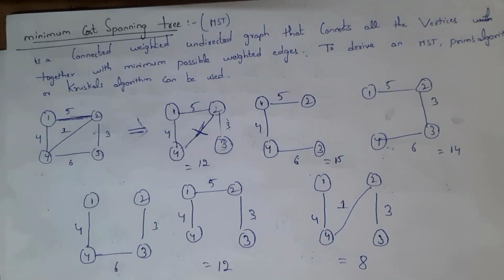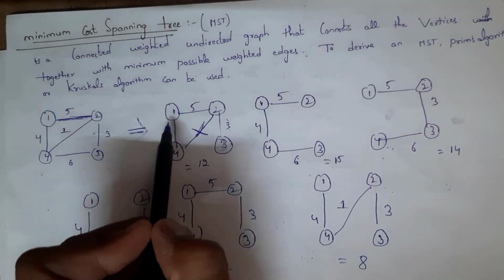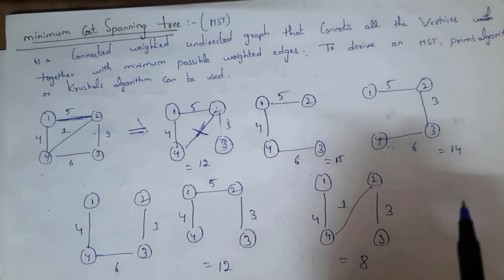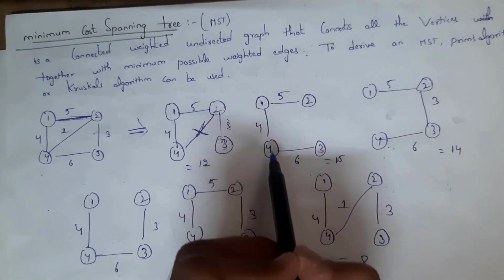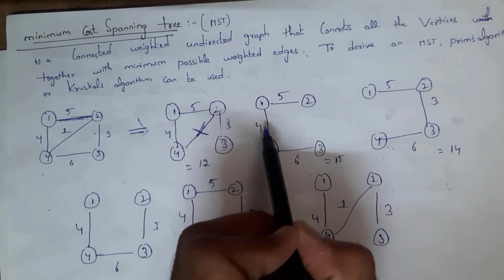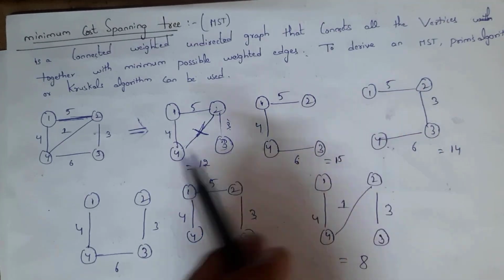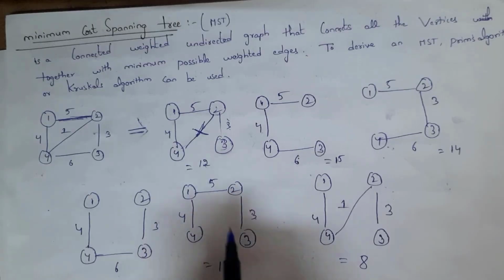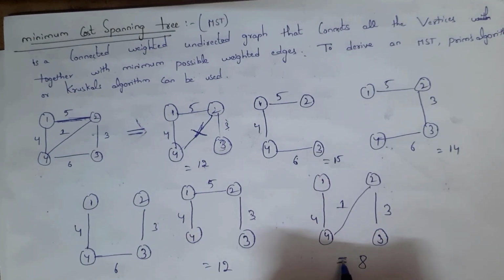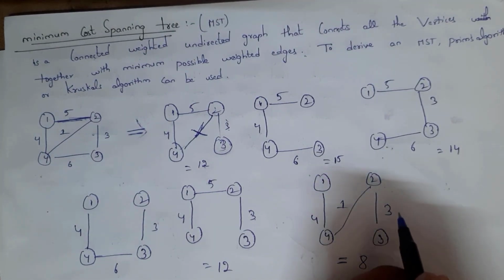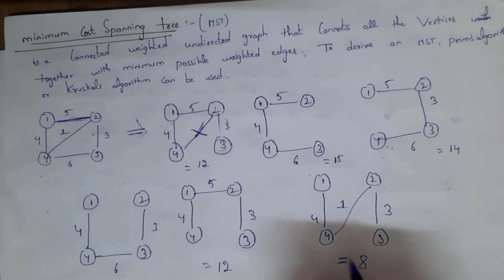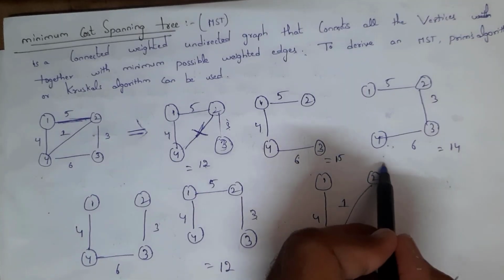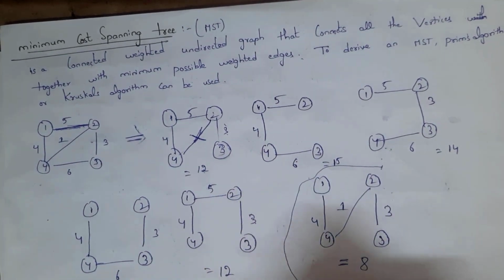Now we need to find the minimum cost spanning tree. The total cost of this particular graph is 4 plus 5 plus 3, that is 12. And similarly, the total cost for this graph is 5 plus 4 plus 6, that is 15. So we need to find the cost for all these graphs. Among all these graphs, this graph's cost is minimum. For this particular graph, the cost is less: 4 plus 1 plus 3, that is 8. So this is the minimum cost spanning tree.